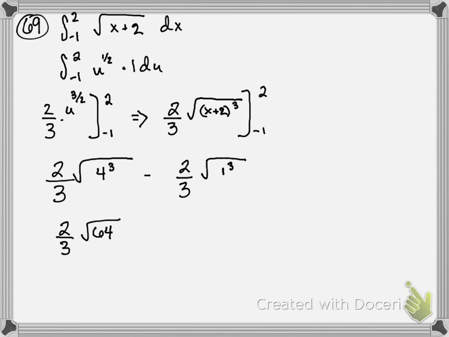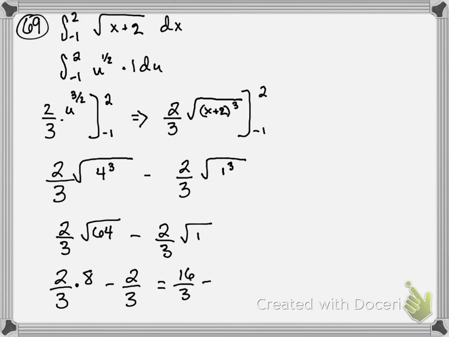Something that gets you 16. Minus 2 over 3 square root of 1. All right, well, look, this actually turns out pretty nice. 2 over 3 times 8 minus 2 over 3 times 1. So you have 16 over 3 minus 2 over 3. So you get a nice, pretty answer of 14 over 3. So that's the area under the curve of that function.